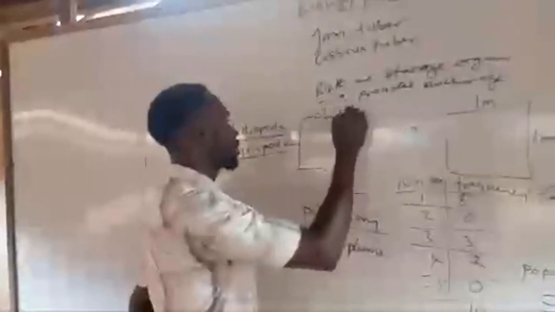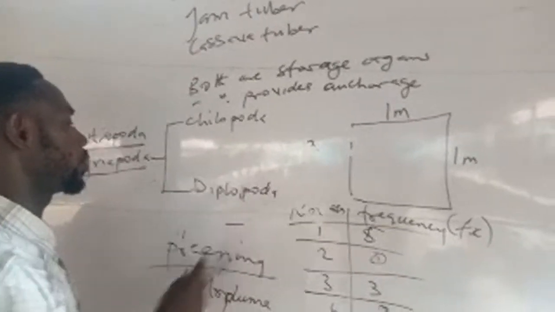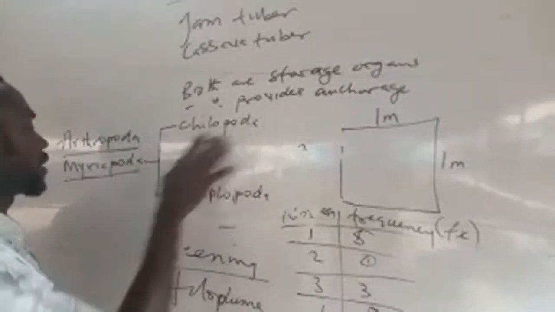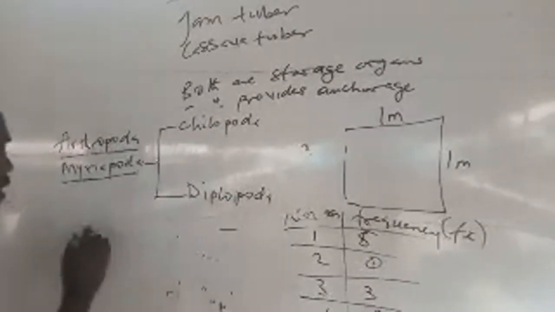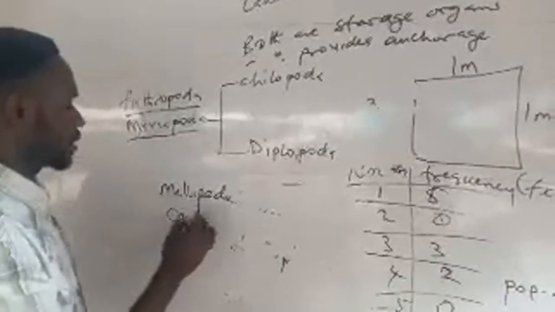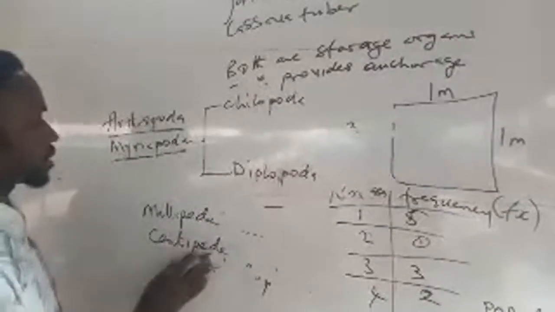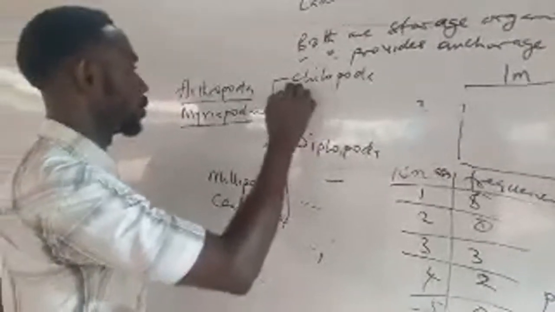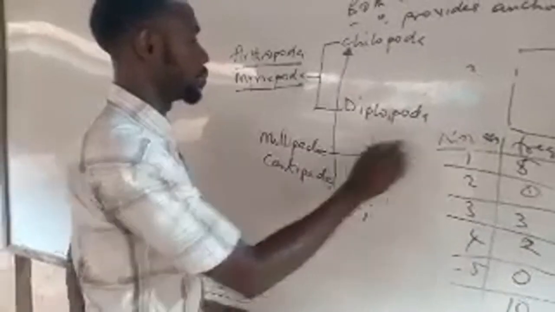We have the Chilopoda and the Diplopoda. These are the two groups of myriapod. Don't get confused. In our specimen, we have millipede and then centipede. It's very simple. C to C: this is centipede and it goes to Chilopoda. So a good example of Chilopoda is centipede, while millipede is a diplopod, Diplopoda.